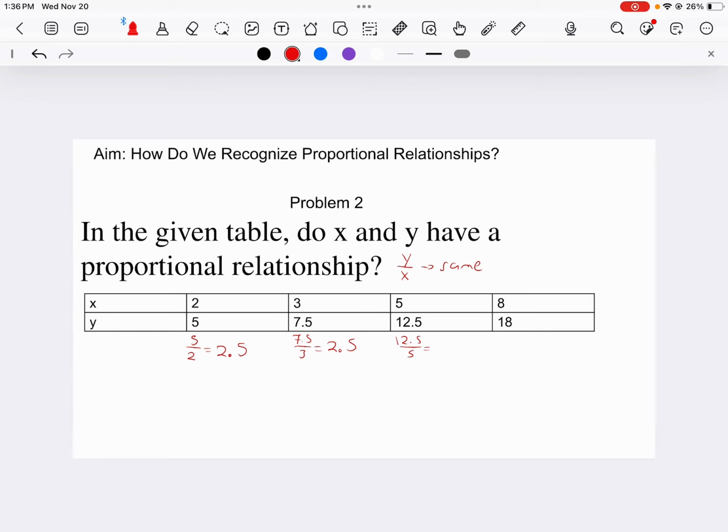12.5 divided by 5 is 2.5. 18 divided by 8 is 2.25. Now since 2.25 is not equal to 2.5, we would say that this table is not proportional.